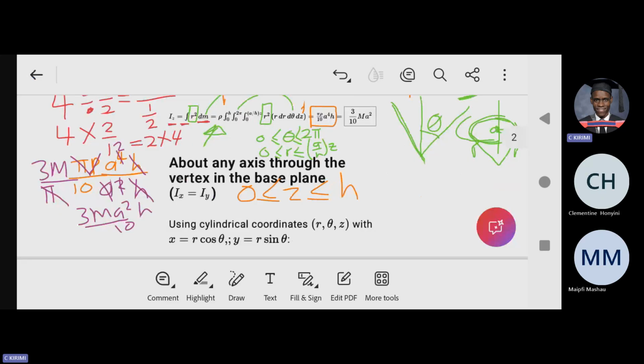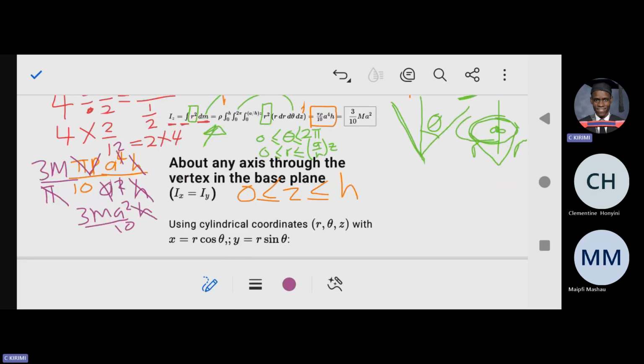The h, remember, we cancelled it out, so it's not there. The h on the top and the h on the numerator is out. So it takes you back to this answer. Any question there about the moment of inertia along the z?